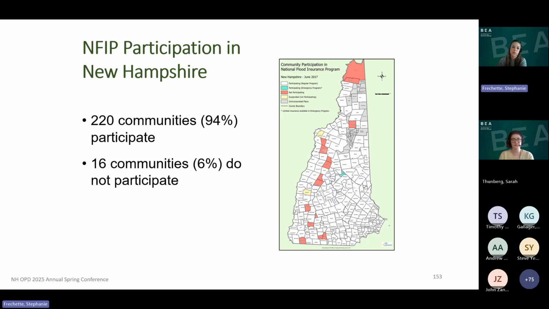This shows a map of the participating communities in New Hampshire. We have 220 communities that participate, which are displayed in white, and the ones in orange and yellow currently don't participate. So the majority, 94%, are participating communities. So that means that those communities do have a floodplain ordinance, and that ordinance contains language on floodplain variance criteria, and flood insurance is available to all those residents in those communities.